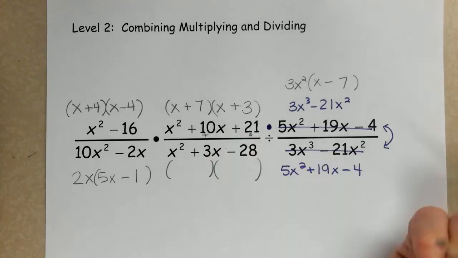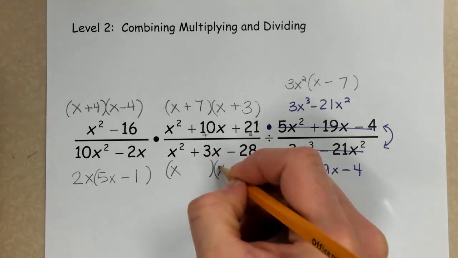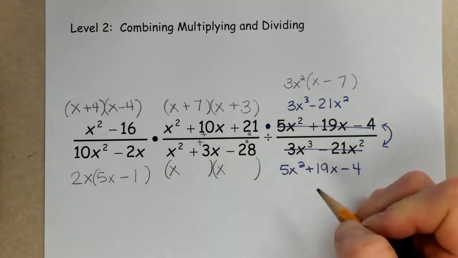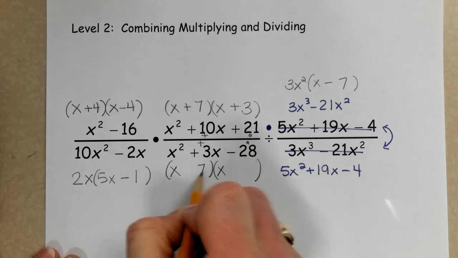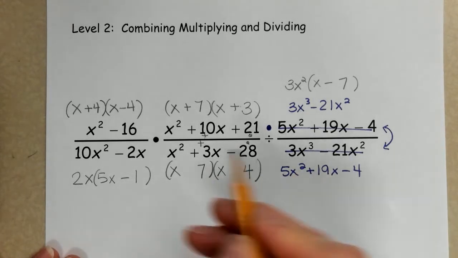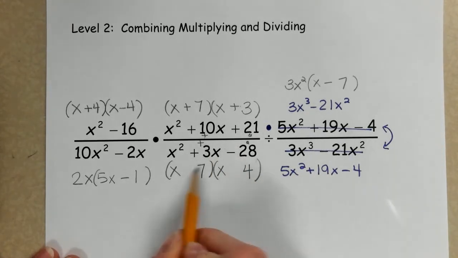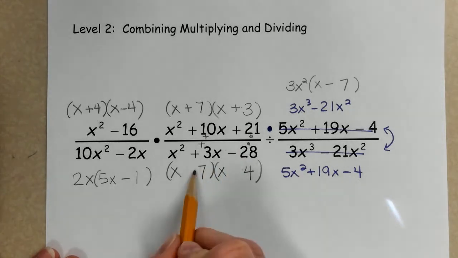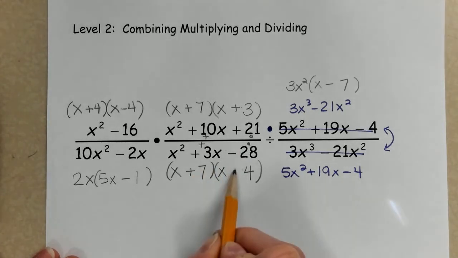A equals 1 again, so we can just do x and x, fast factoring, what multiplies to negative 28 and adds up to be 3. 7 and 4. 1 of each, 1 positive, 1 negative, since it's negative 28. And since the 3 is positive, we want the bigger number positive.